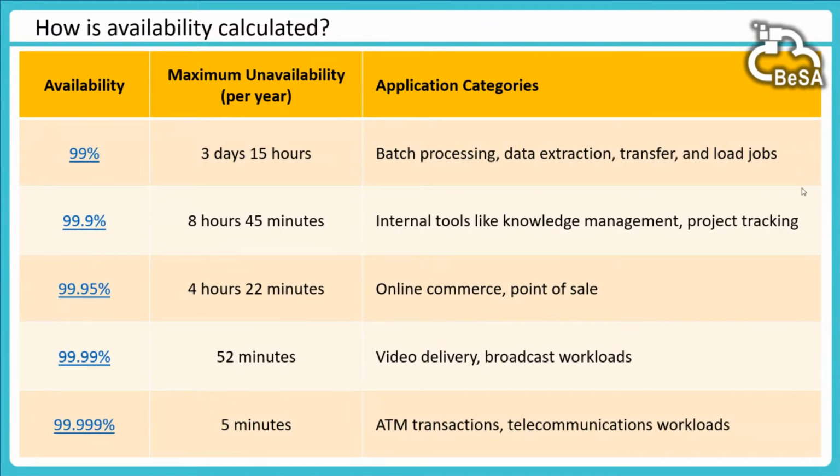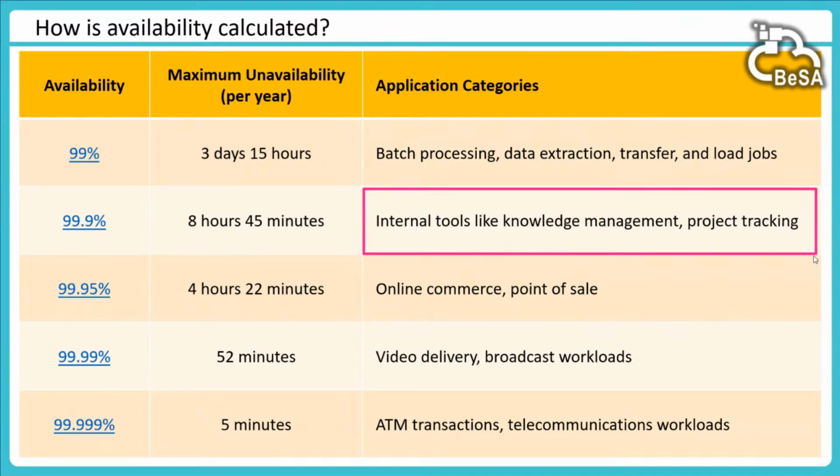But when we are looking for other systems, let's say a knowledge management system or a project tracking system, we don't expect them to be down for 3 days. That would delay a lot of things. There would be a lot of implications. So when we say it is 99.9% available, the maximum unavailability is 8 hours 45 minutes. So that's how we are trying to figure out a number which will quantify how much there is.